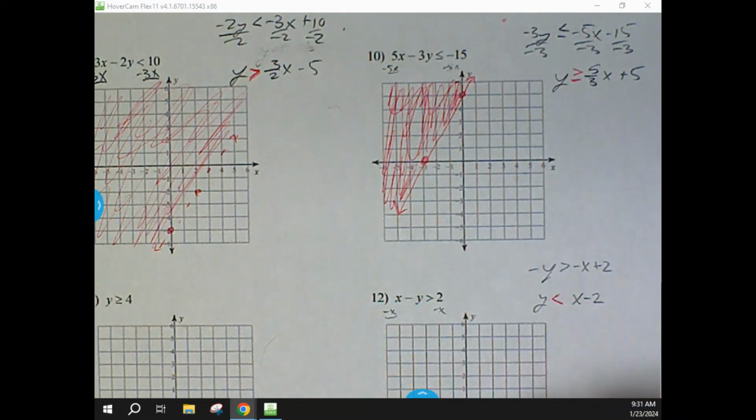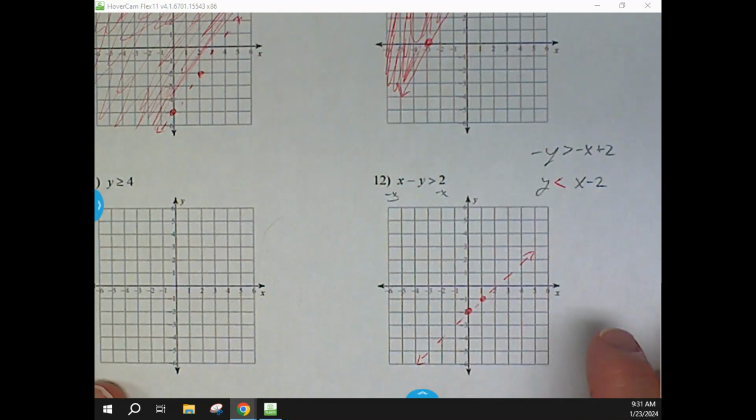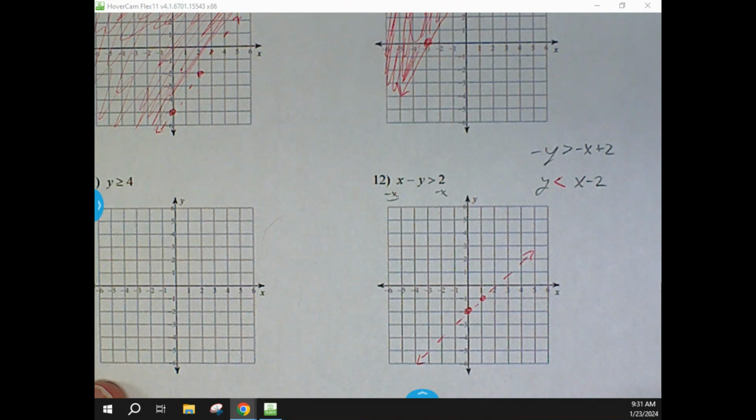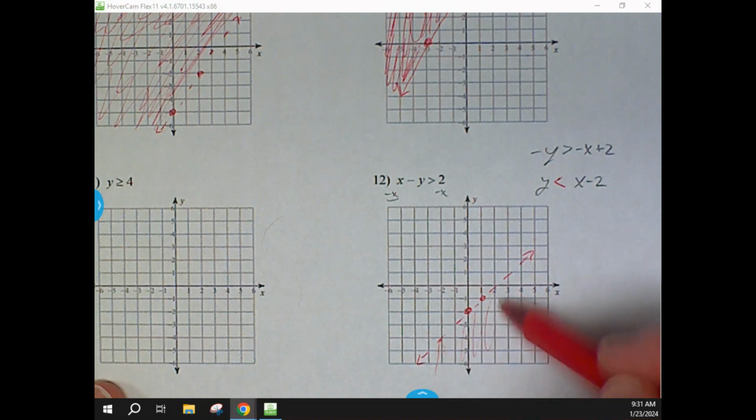Our slope is 1, so go up 1 over 1. In that case, that would be a dashed line. And you can't see that because I didn't scoot that up. There we go. And again, we changed it to make it y less than, so that should be everything down here.